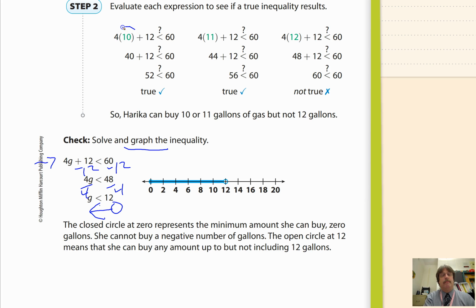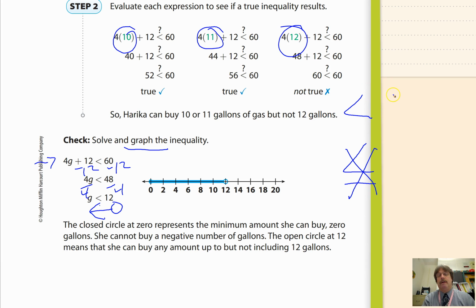Take a look here at your numbers. Is 10 less than 12? Yes, it is. Is 11 less than 12? Yes, it is. 12 is equal to 12, so it does not satisfy our condition, because we're using the less than symbol instead of the less than or equal to. If we were using this one, then it would be a true condition. But we're not using this, we're using this. So 12 equaling 12, and the sign calling for 12 less than 12, that is not a solution to the inequality.